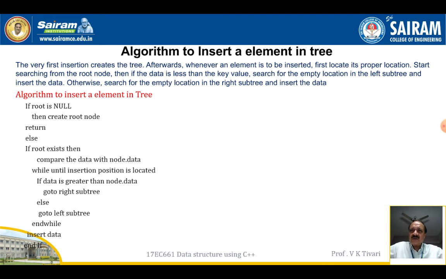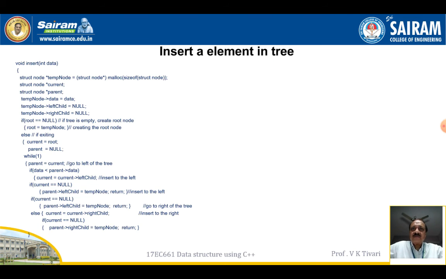If the data is greater than the node data, go to the right subtree. If not, go to the left subtree and insert the data. This is the basic operation of writing C++ code for a binary tree. Insert an element in tree. The same thing we discussed above, the algorithm to insert an element in a tree, we are writing here.